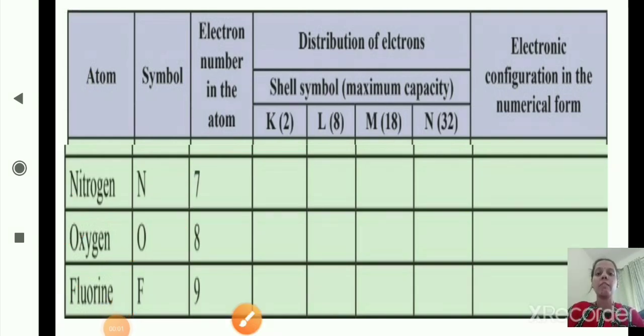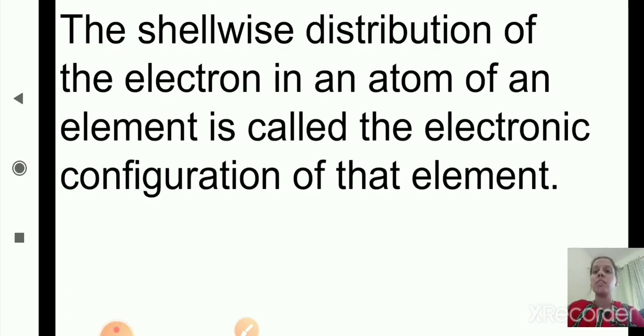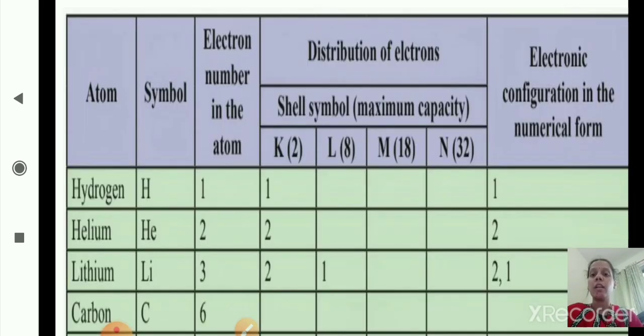So we will revise now what we have learned today. The shell-wise distribution of the electrons in an atom of an element is called the electronic configuration of that element. We have studied the electronic configuration of different atoms. Okay, so we have studied different atoms and their electronic configuration.